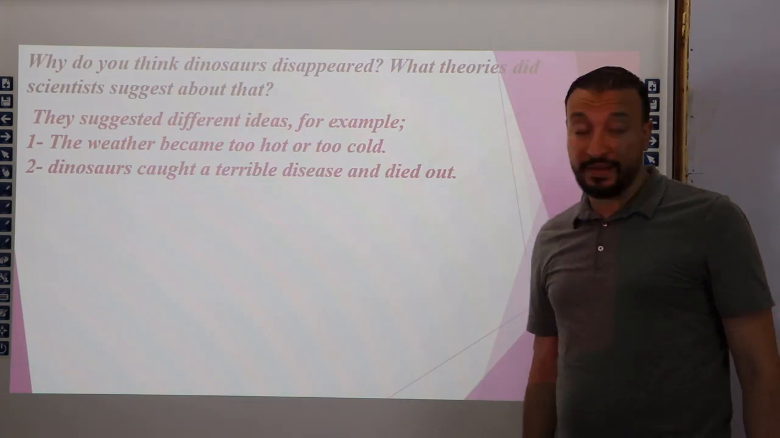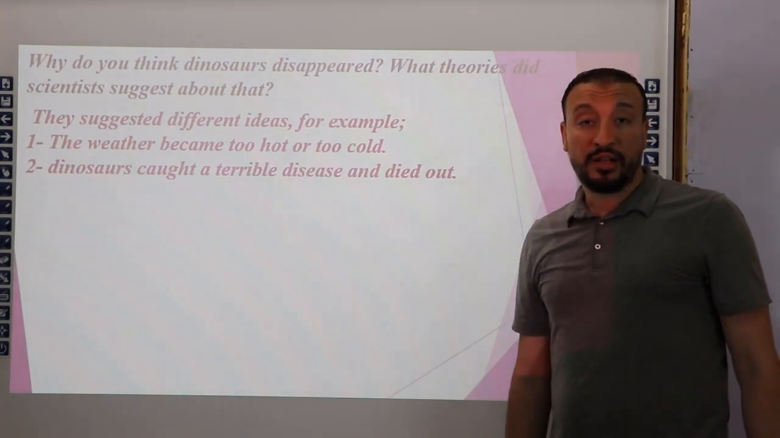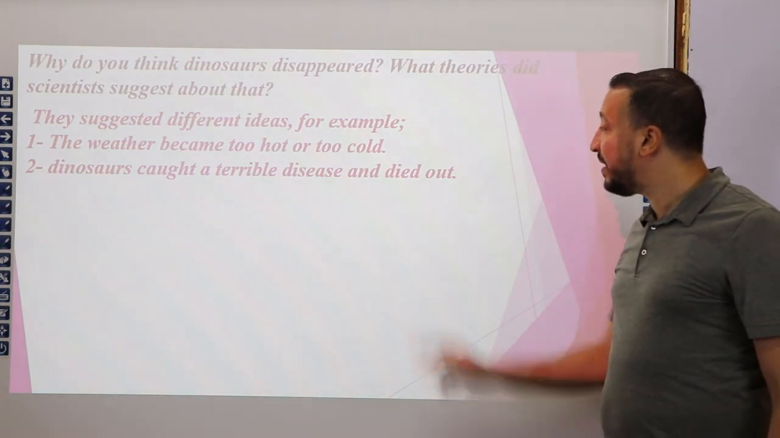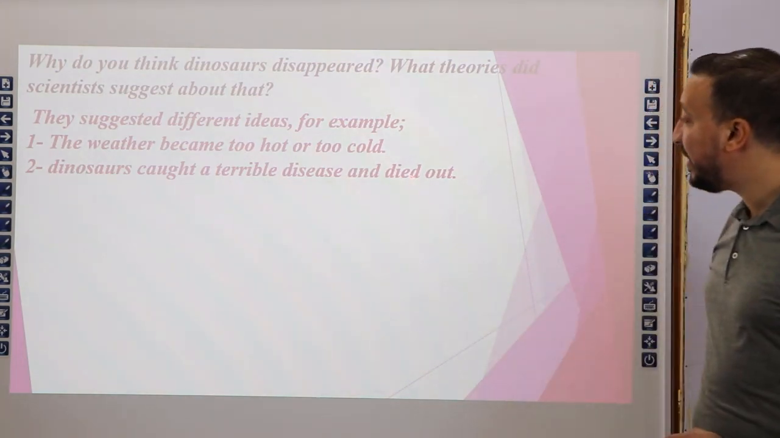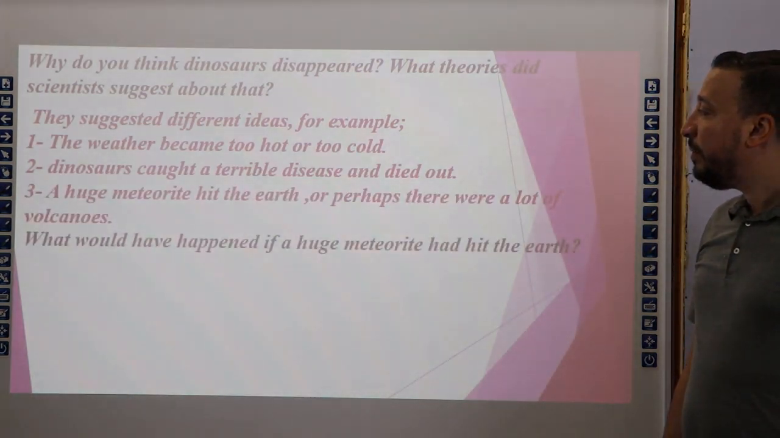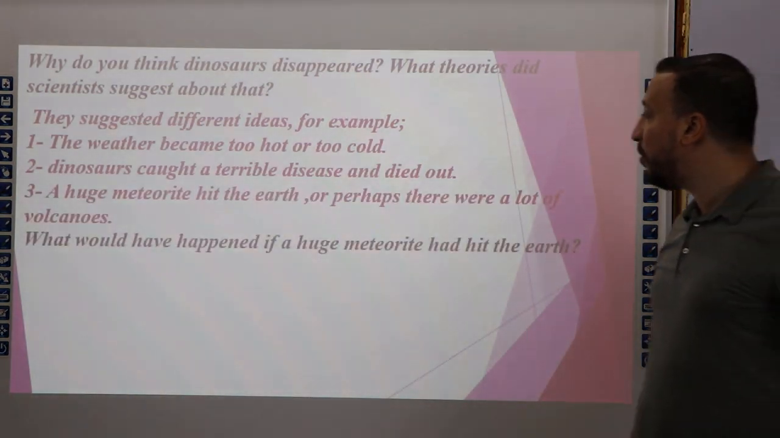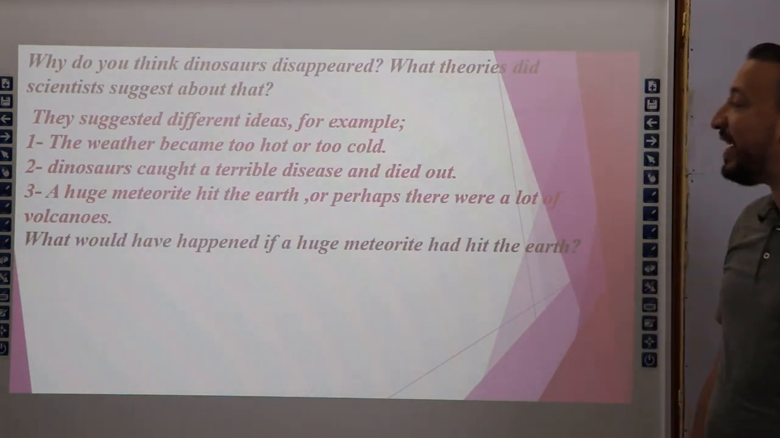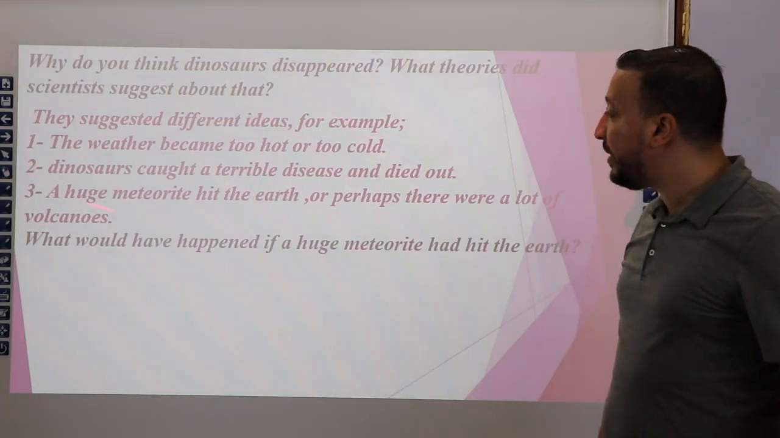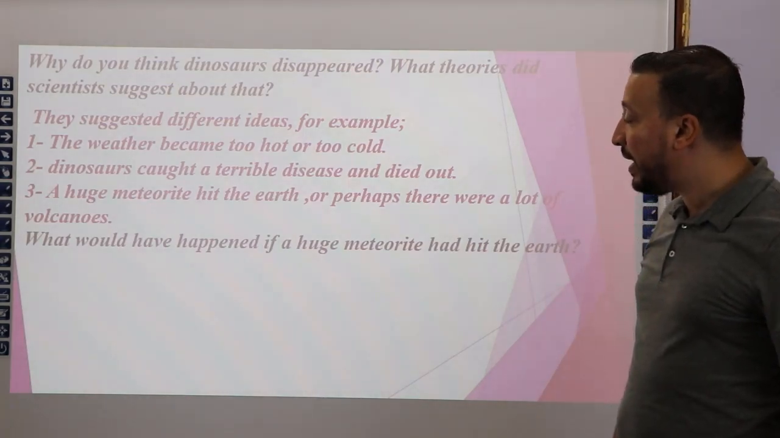Caught a terrible disease. أصيبوا بمرض خطير أو بعدوى خطيرة أدت للإيه؟ Died out. الانقراض. كلمة died out. A huge meteorite hit the earth, or perhaps there were a lot of volcanoes. Volcanoes يعني براكين وخدنا كلمة meteorite اللي هو نيزك.